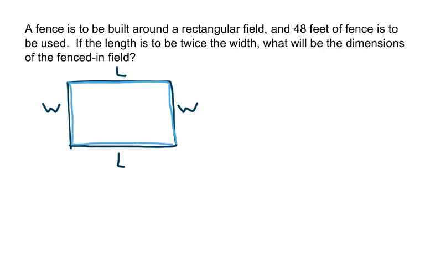Well, if I'm concerned with how much fence I'm going to use, that means what I'm after here is the perimeter. And I know the perimeter has to be 48. Okay, well I know that the formula for perimeter is 2 times the length plus 2 times the width. All right, that's pretty good.